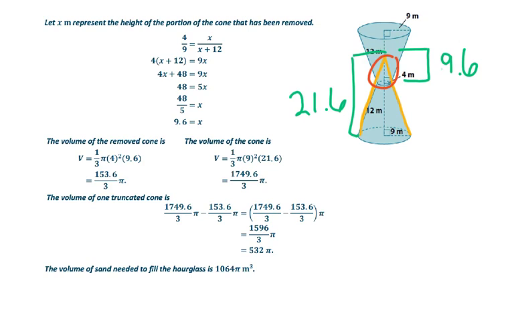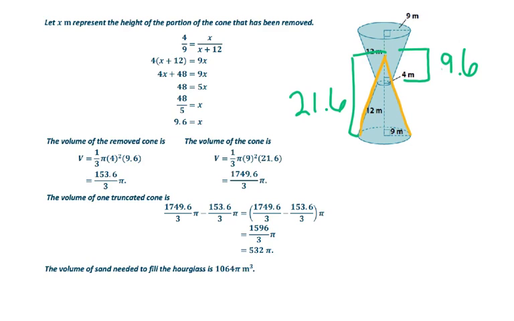So that's this piece up here. We're going to use our volume formula, 1/3 pi, and it's 4, that's labeled here, that's your radius. Let's square it, and then we just figured out that the height is 9.6. So that gives you 153.6 over 3 pi.